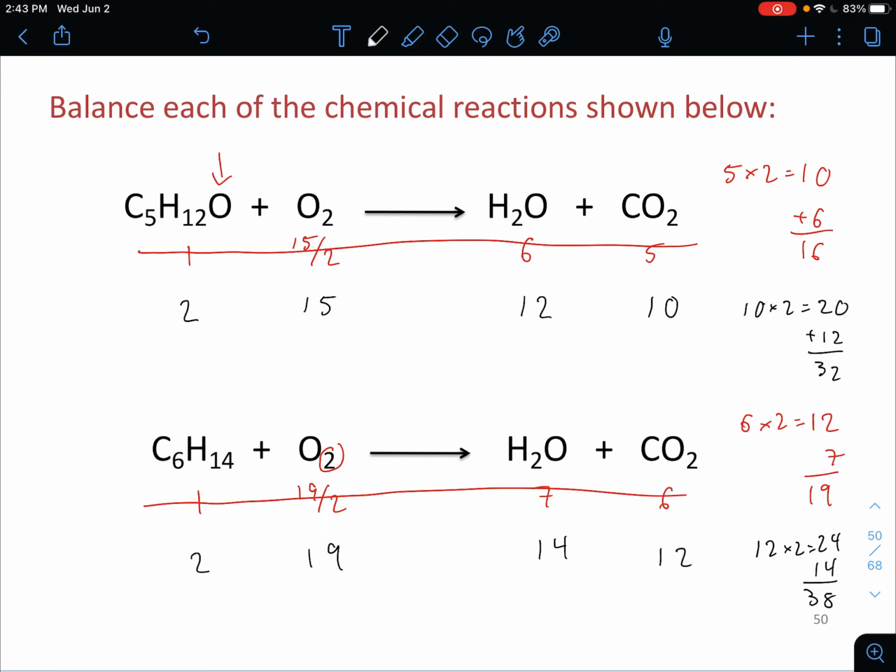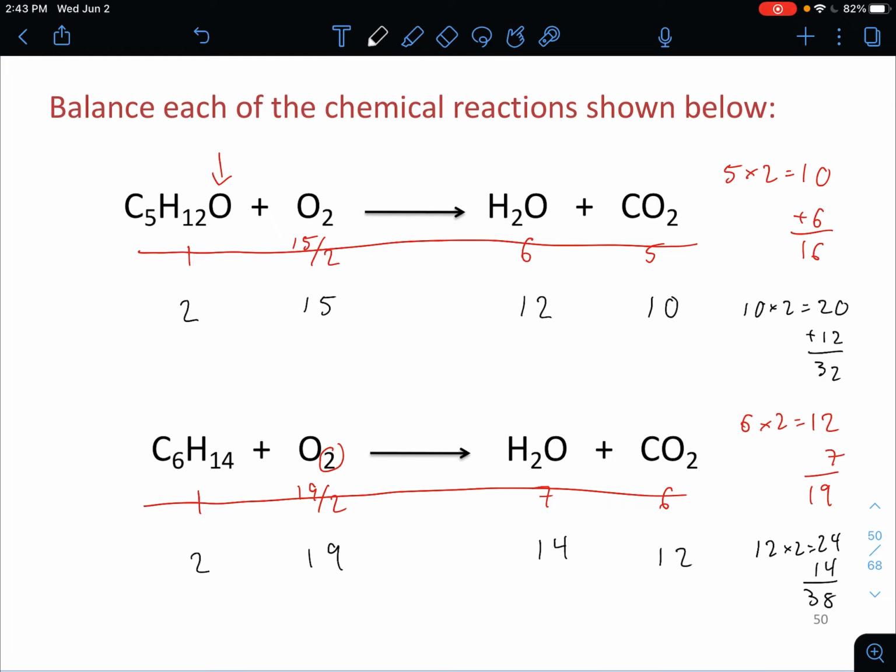So as I said, you can do balancing by trial and error, that's totally okay, but having a little bit of strategy like identifying the most complicated species, I think that'll help a lot. So that's my main suggestion for working on these types of problems. Okay, I think that's it for this video.